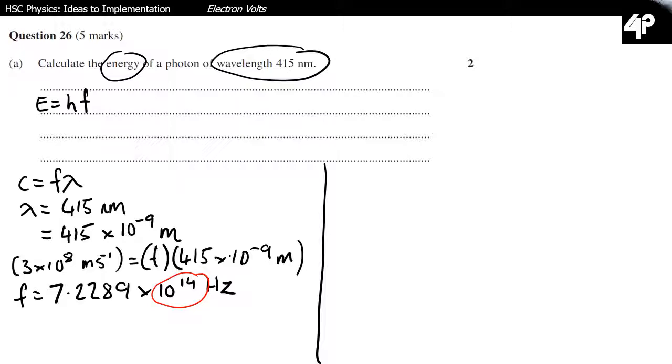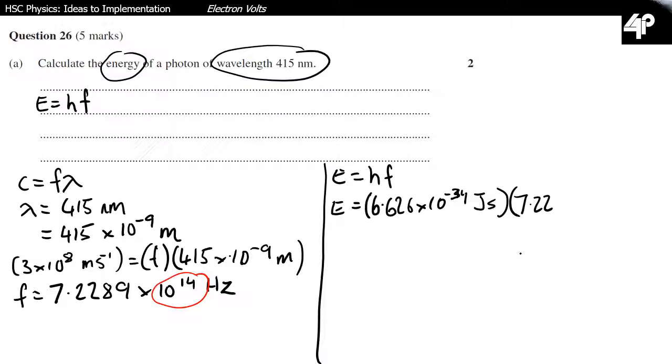Now I've got a frequency, I've got the Planck constant, and so I can run it through E = hf. So E is equal to h. At this point, we're going to sub in the Planck constant, 6.626 times 10 to the negative 34 joule seconds, and the frequency 7.2289 times 10 to the 14 hertz.